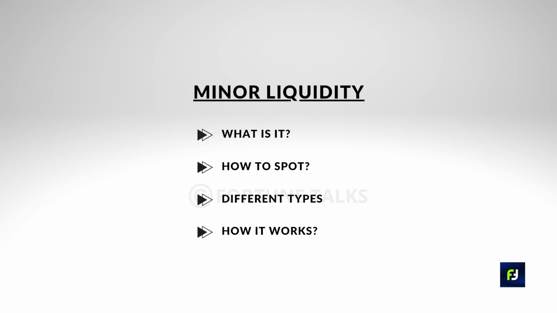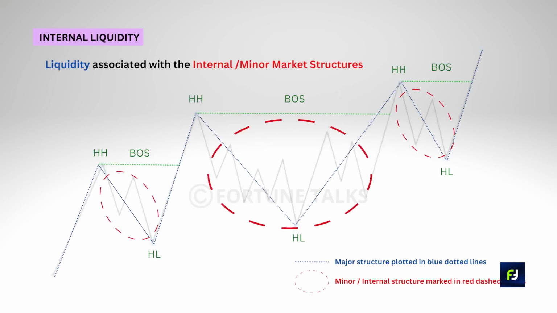Now, we will understand internal liquidity, how to read it or how to spot it, and how retail people get trapped in these areas. As you may know, minor liquidity is the liquidity associated with the internal market structures. This means all the clusters of retail orders which are accumulated between the major market levels, like the major swing highs or the major swing lows, are known as internal liquidity.